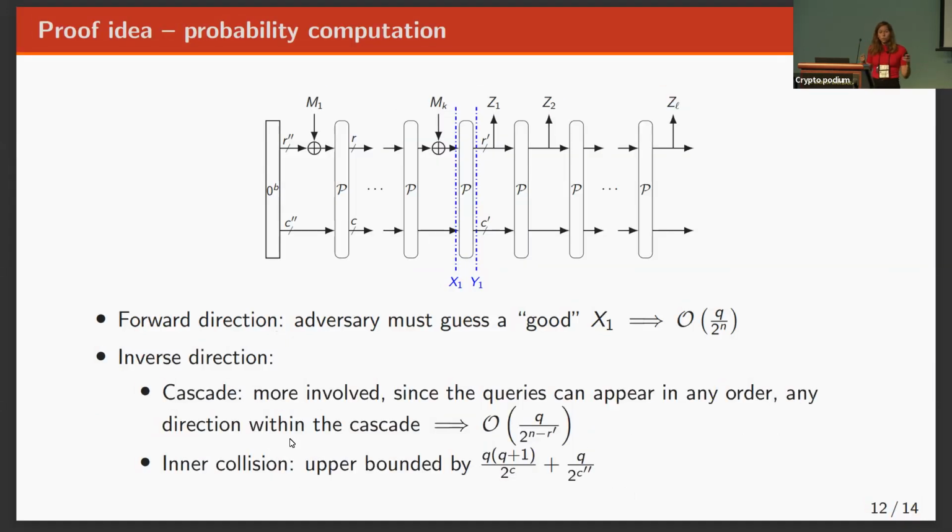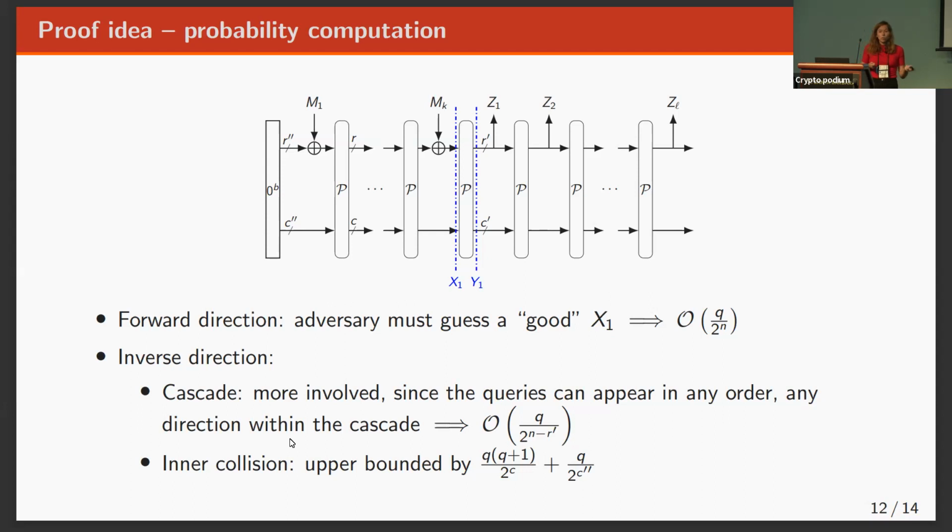On the other side, if the query was made in the inverse direction, then the cascade part is a bit more involved, since in this case, we do not specify how the adversary reaches the cascade. So for example, it can just start from a state with the outer part Z2, then make forward queries to reach DR, and then finish with inverse queries to reach Y1 and then X1. So in particular, the winning queries can appear anywhere in the cascade and in any direction. So here, since the cascade size is reduced by 1, we obtain a bound of form Q over 2 to the n minus R prime.